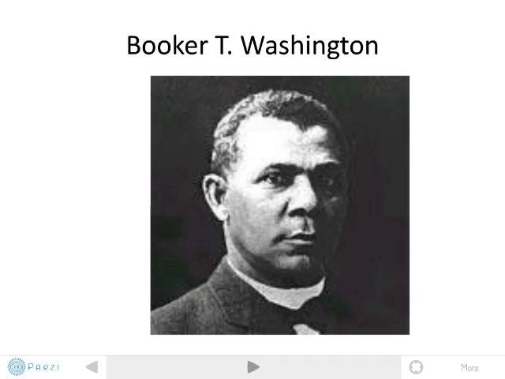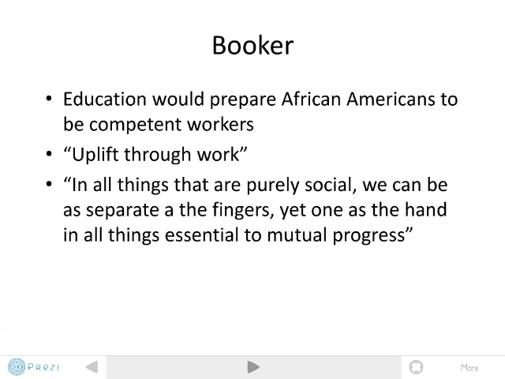Booker T. Washington, one of the first advocates for civil rights of African Americans, has kind of been slammed by the past. Washington says education would prepare African Americans to become competent workers, uplift through work. The harder you work, the better you are socially. But here's where he gets kind of, in all things that are purely social, we can be as separate as the fingers, yet one as the hand in all things essential to mutual progress.